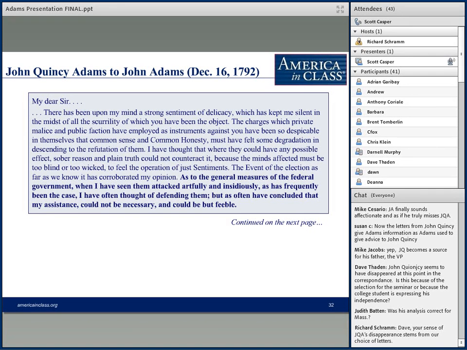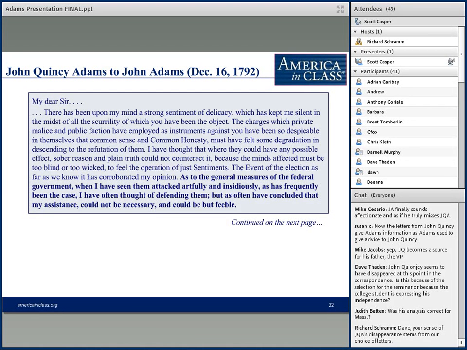And John Quincy writes, as to the general measures of the federal government, when I have seen them attacked artfully and insidiously, as has frequently been the case, I have often thought of defending them, but as often have concluded that my assistance could not be necessary and could be but feeble.